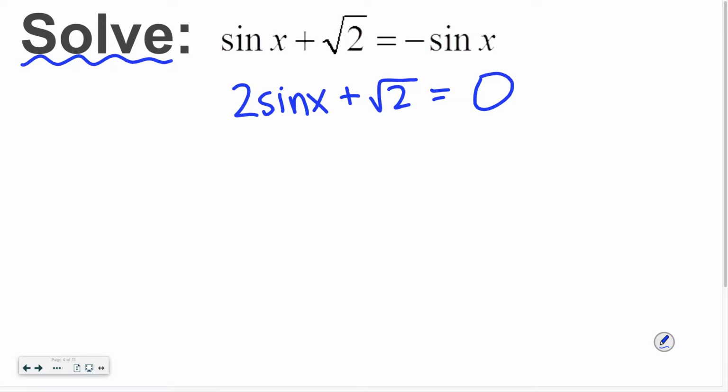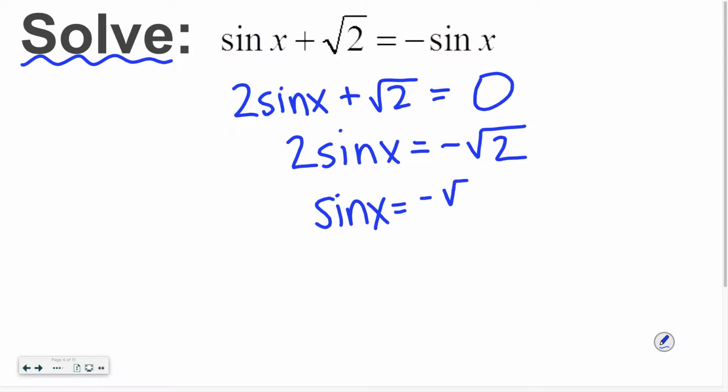Then what? We can subtract radical 2. Last step. Divide by 2. Okay, we have now isolated our trig function. Does it look familiar? Okay, where does this happen?